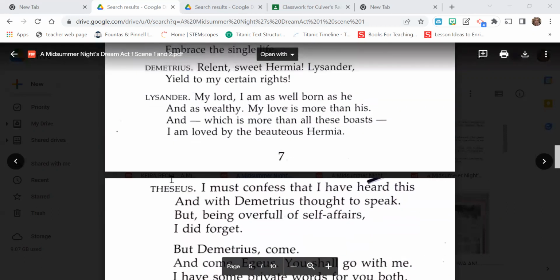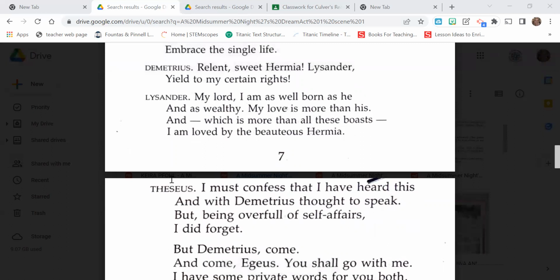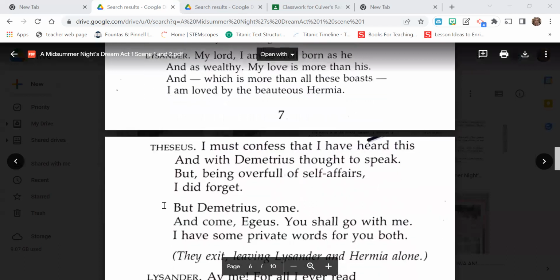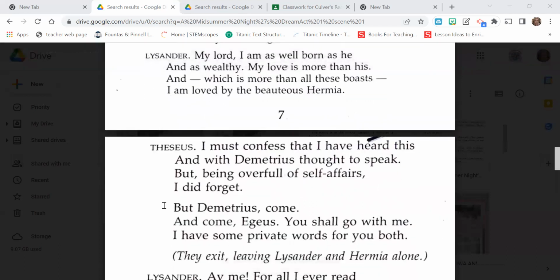So Lysander's saying, no, Theseus, I have been in love with Hermia and we have been dating. And Theseus is like, you know what? I remember that. I knew that y'all were dating, but if her dad wants her to marry Demetrius, and Demetrius is okay with it, then she has to.